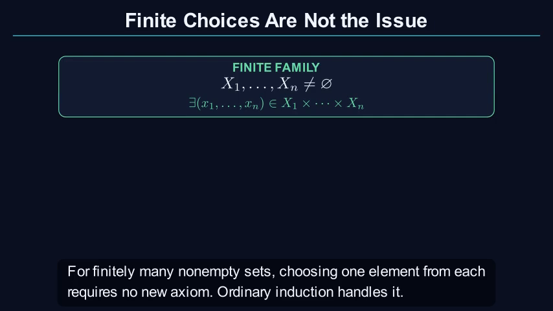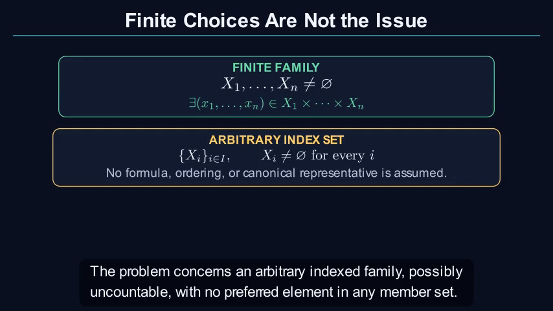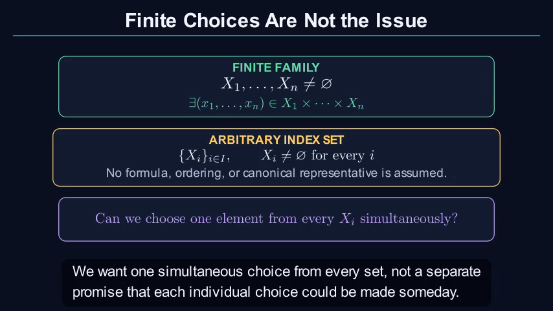For finitely many non-empty sets, choosing one element from each requires no new axiom. Ordinary induction handles it. The problem concerns an arbitrary indexed family, possibly uncountable, with no preferred element in any member set. We want one simultaneous choice from every set, not a separate promise that each individual choice could be made someday.